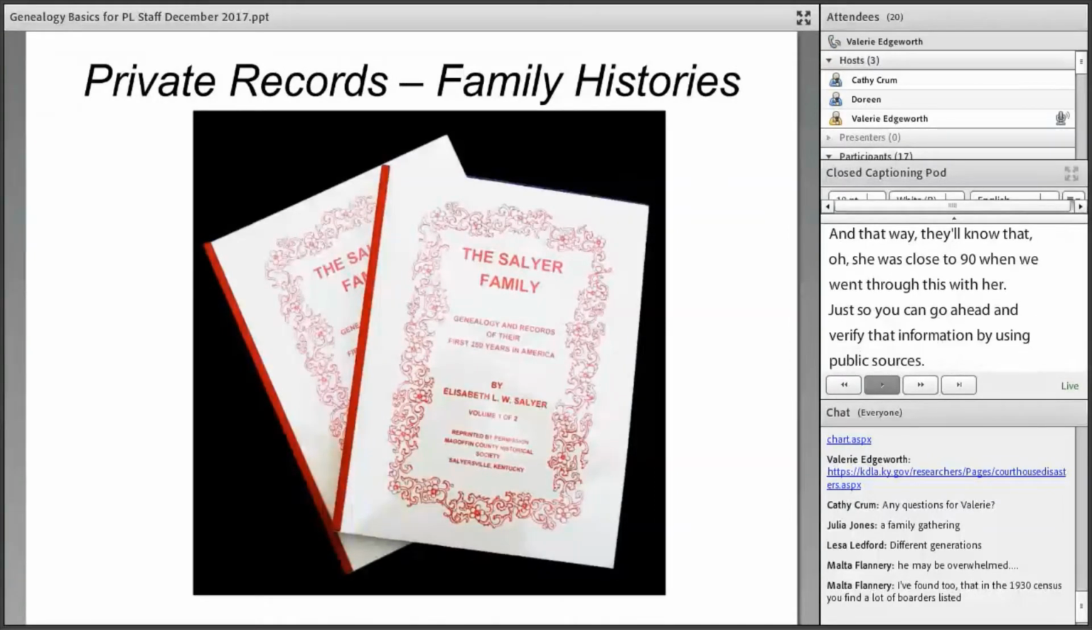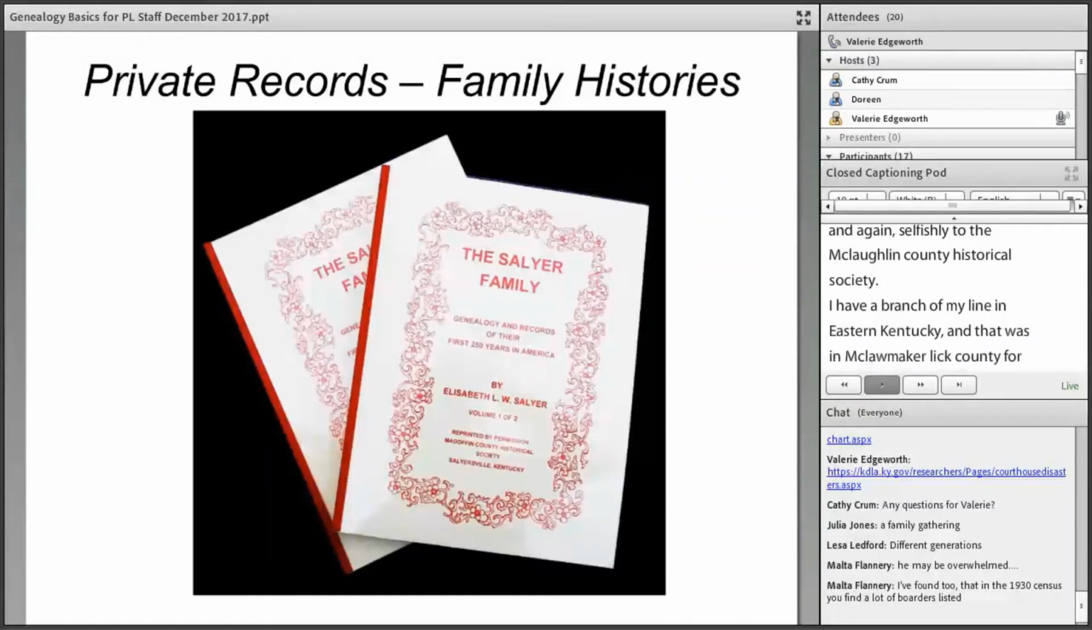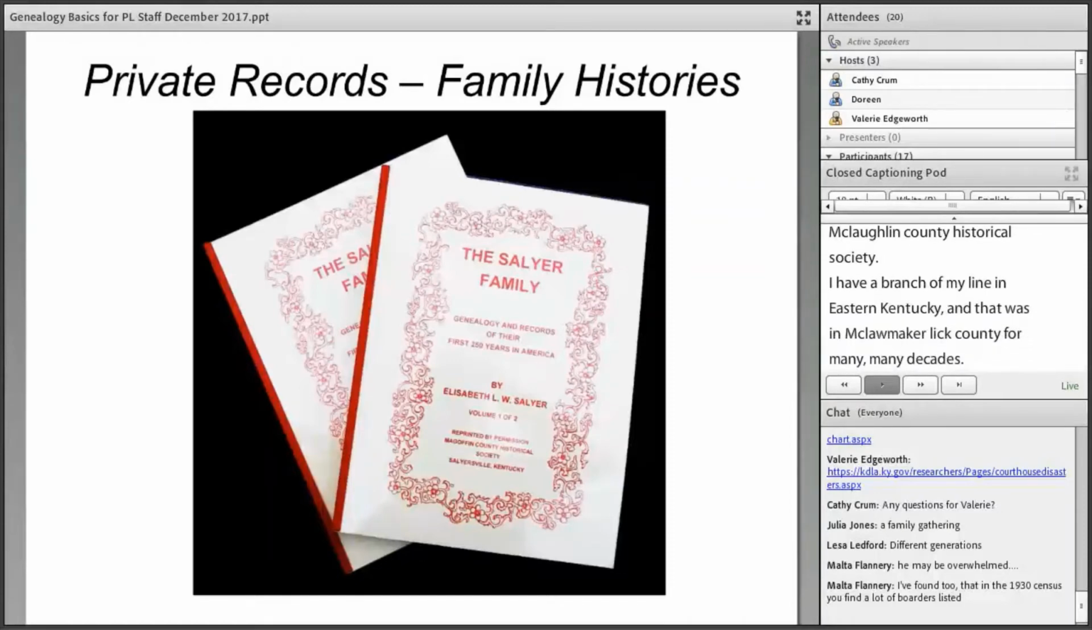I am a huge fan, shout out, and again, selfishly, to the McGoffin County Historical Society. I have a branch of my line in eastern Kentucky that was in McGoffin County for many, many decades. And each year, the McGoffin County Historical Society takes a surname and asks the members of the society, of the community, or anyone involved if they have information on that family in that county at that time. And they spend a year gathering this information, and then they publish it. And it's amazing what you can find just based on that.